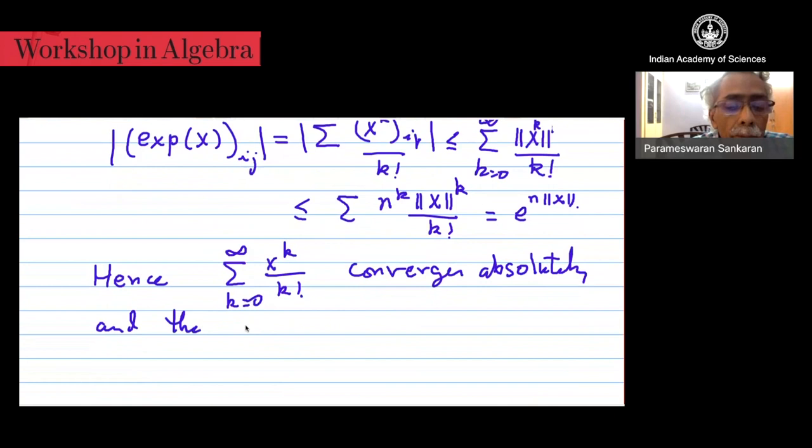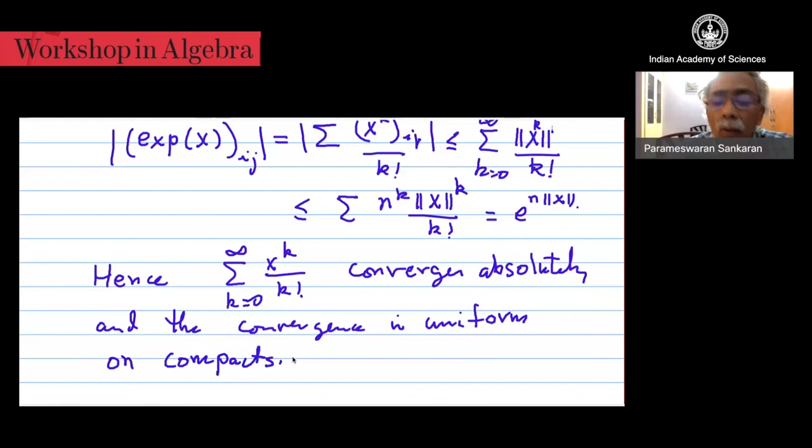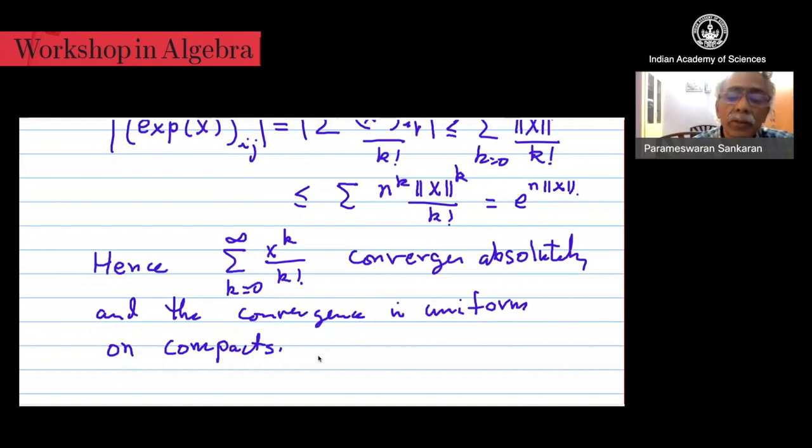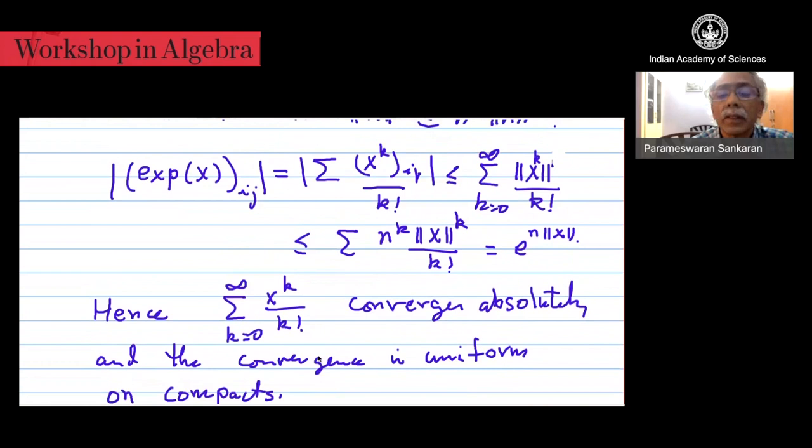The convergence is uniform on actually bounded sets, or let me say here compact sets, because what mattered here is norm x. If norm x is bounded by some capital R, no matter what you have, that's all bounded by e power n times R. So the individual terms are all bounded by that, and so the sequence converges. That's right.